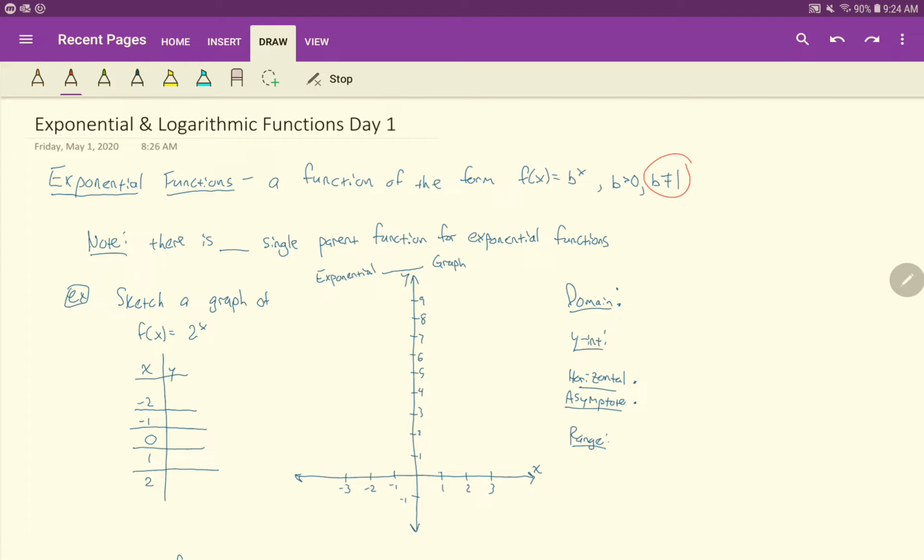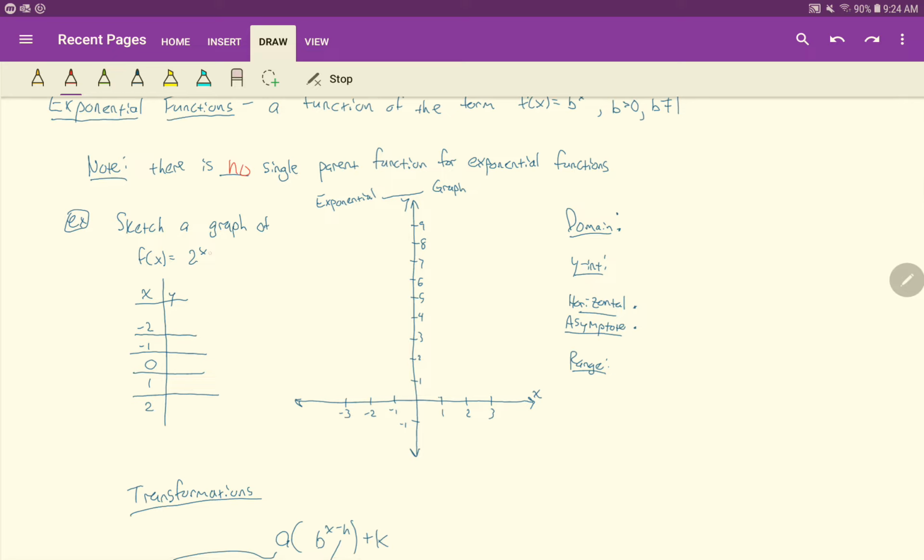Also, we don't deal with b being 1 because if b was just 1, you do 1 to the x and it would just be 1 the whole time. It wouldn't really be exponential. As a note here, as I hinted at earlier, there is no single parent function for exponential functions. It's going to change depending on the b value that we pick or that we're given. So let's take a look at a b value of 2. We're going to sketch a graph of f of x equals 2 to the x.